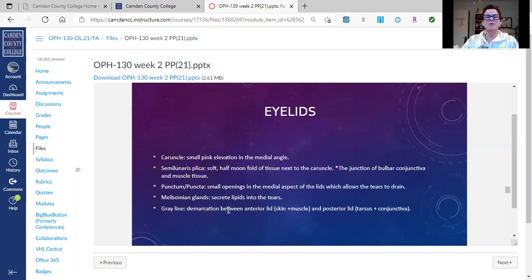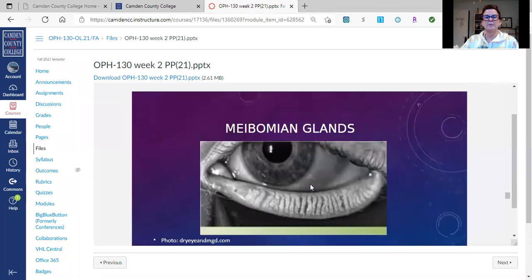And the gray line demarcation, the gray line is the demarcation between the anterior lid, which is the skin and the muscle, and the posterior lid, which is the tarsal plate and conjunctiva. Don't worry, I'll break this down for you.